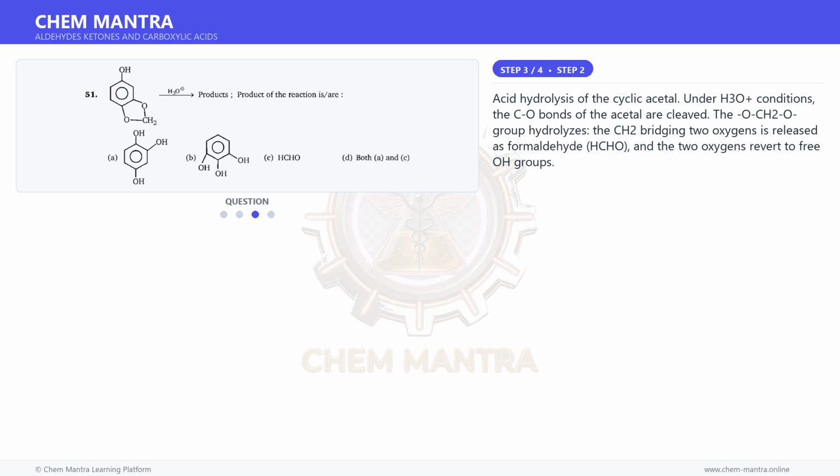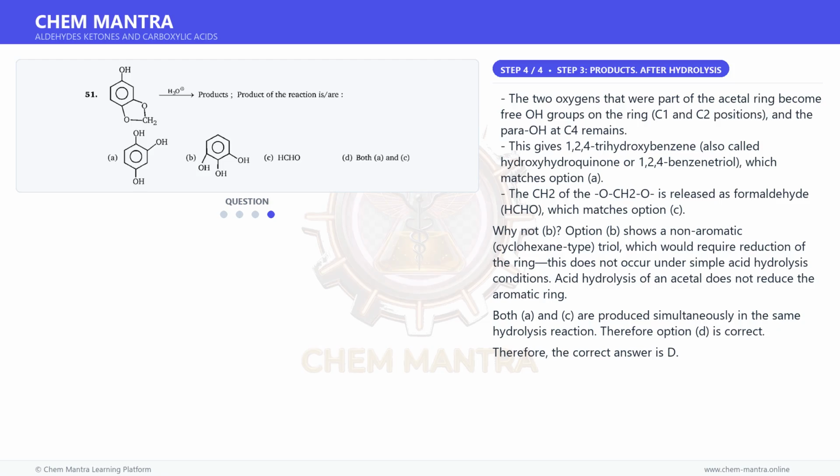Moving on to the next step. Acid hydrolysis of the cyclic acetal. Under H3O+ conditions, the C-O bonds of the acetal are cleaved. The OCH2O group hydrolyzes, the CH2 bridging two oxygens is released as formaldehyde, HCHO, and the two oxygens revert to free OH groups. And for the final step, the two oxygens that were part of the acetal ring become free OH groups on the ring, C1 and C2 positions, and the para OH at C4 remains.